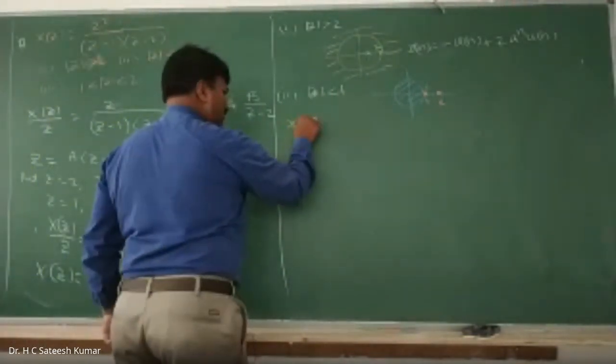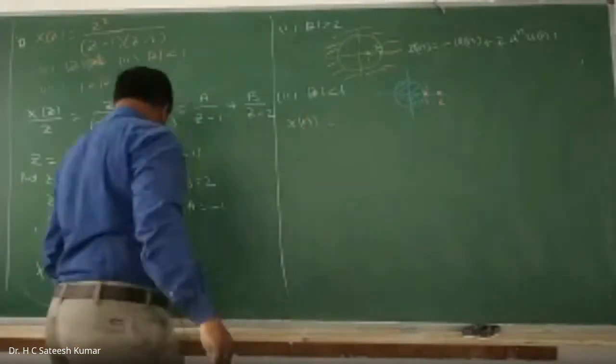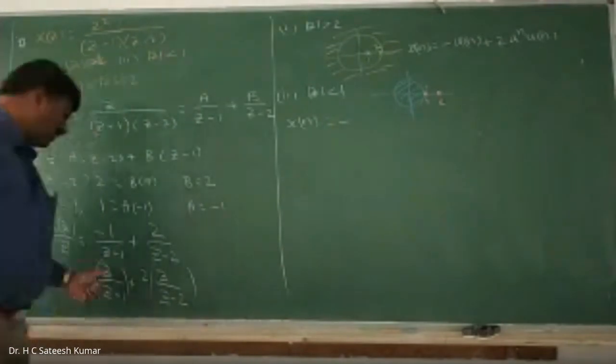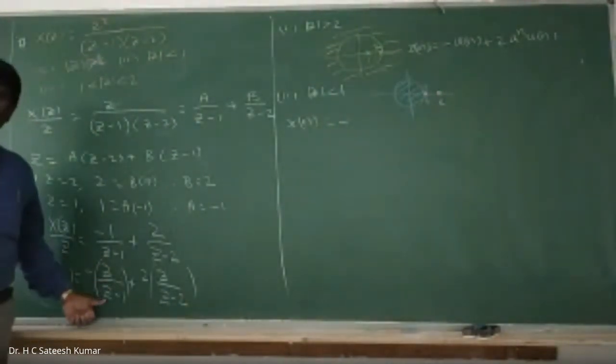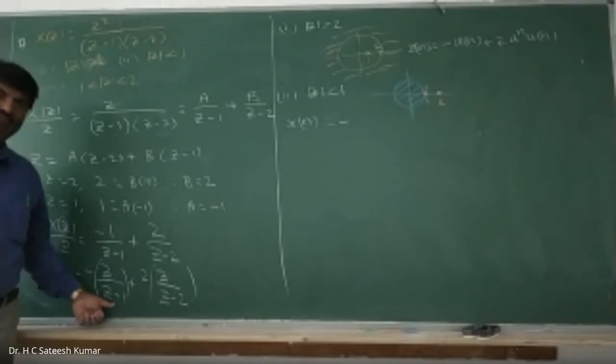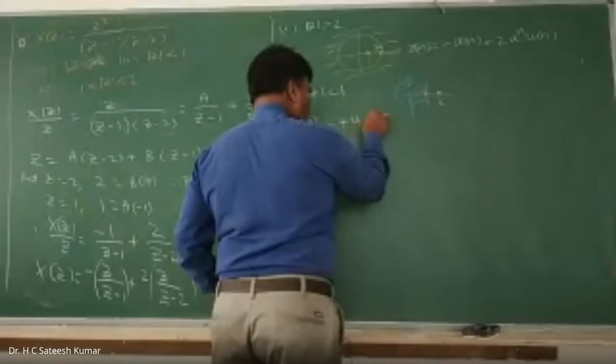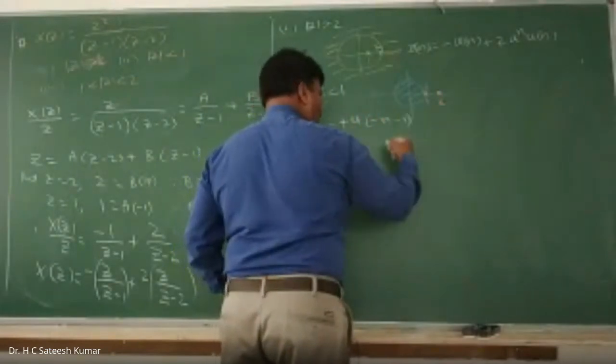x of n is equal to, take the same partial fraction, with a minus sign. What is the inverse Z transformation of Z divided by Z minus 1 with a left-handed sequence? From the table, minus U of minus n minus 1. So minus of minus, you will get plus U of minus n minus 1.